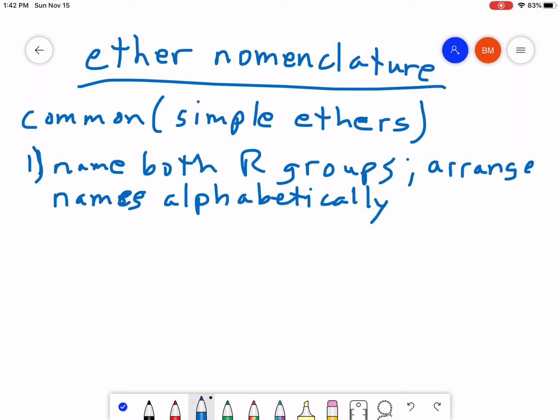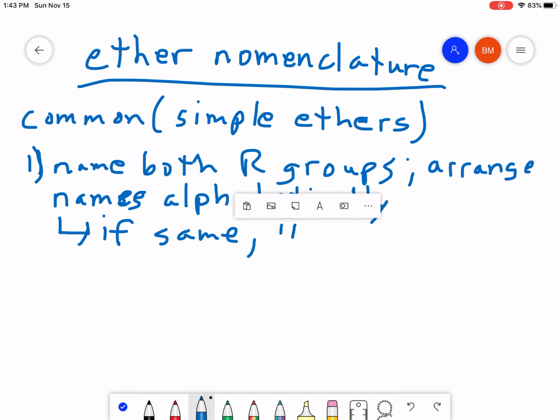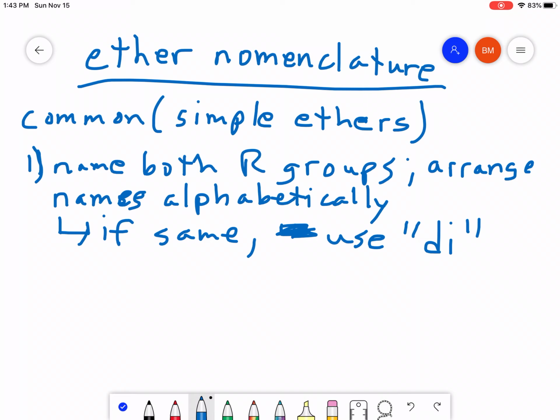Now you may ask, what if they're the same? Well, sometimes they are. If they're the same, just write the name of the alkyl group, but use the prefix di. Step 2, simply put, add the word ether.